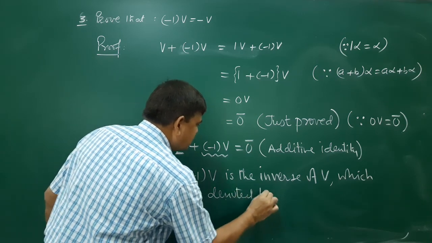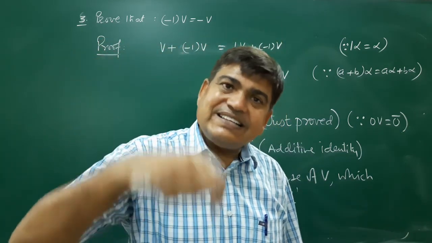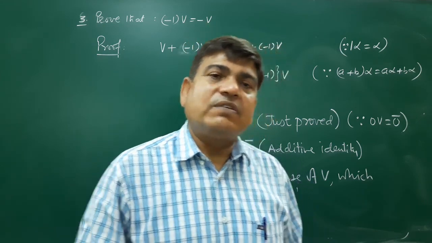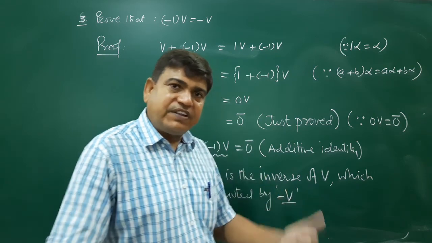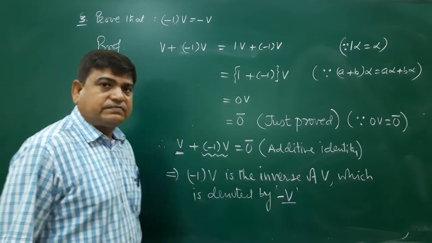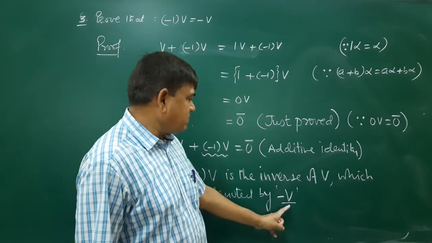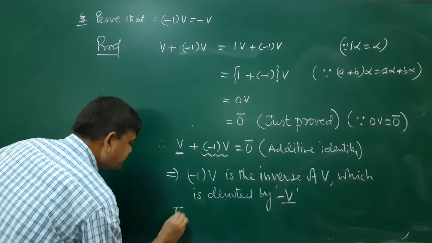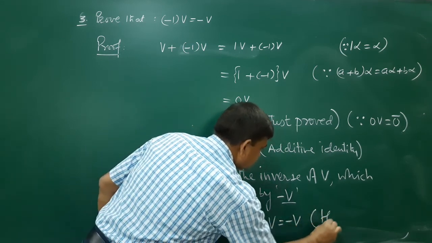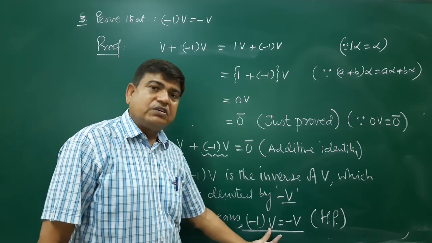denoted by this symbol. If you remember, axioms of a vector space, there is an element minus V belongs to the set of vector space such that V plus of minus V is the identity element. So this is the definition. So here if we find this type of situation, then this is the inverse of V, which is denoted by this particular symbol, that is minus V. That means this is the inverse and it is denoted by minus V. So this is equal to this one.